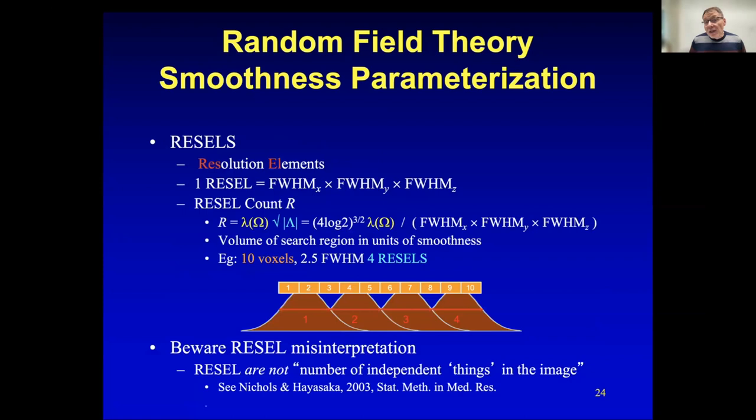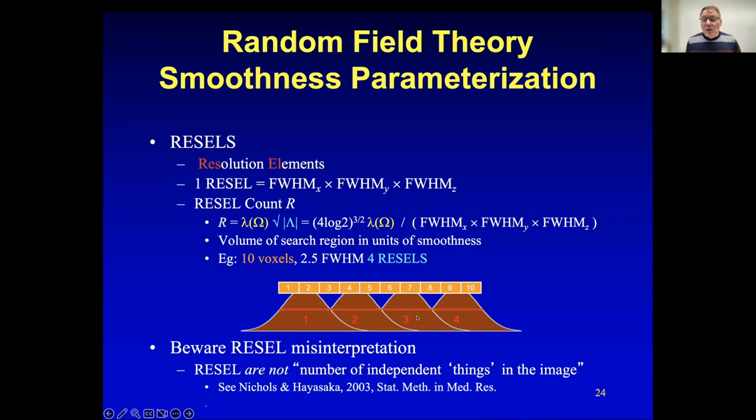The other thing you'll find at the bottom of your results is something called a resel count. Again, another contribution from Keith Worsley: everyone wants an effective number of n, an effective number of voxels. There's no easy way to get at that, but there is something that's sort of like that, and that is, how many full width half maximum sized voxels could you fit into your brain? And that's the resel count. So here in one dimension, if I have a 10 voxel image and my full width half maximum is 2.5, I could fit 4 resels into my image.